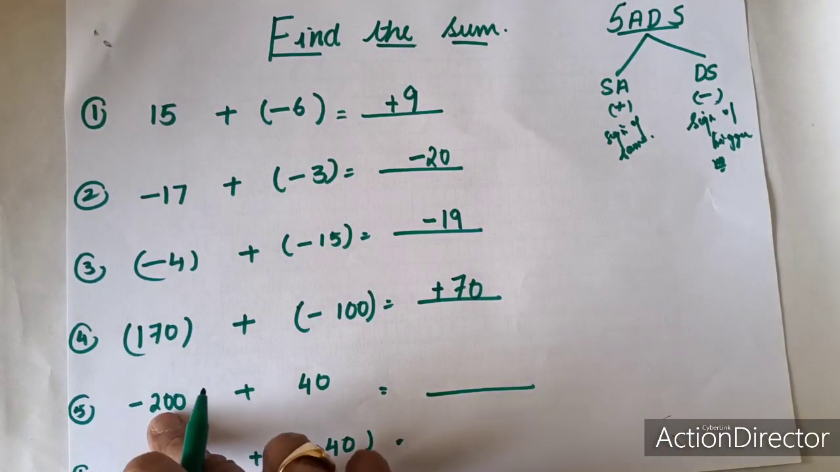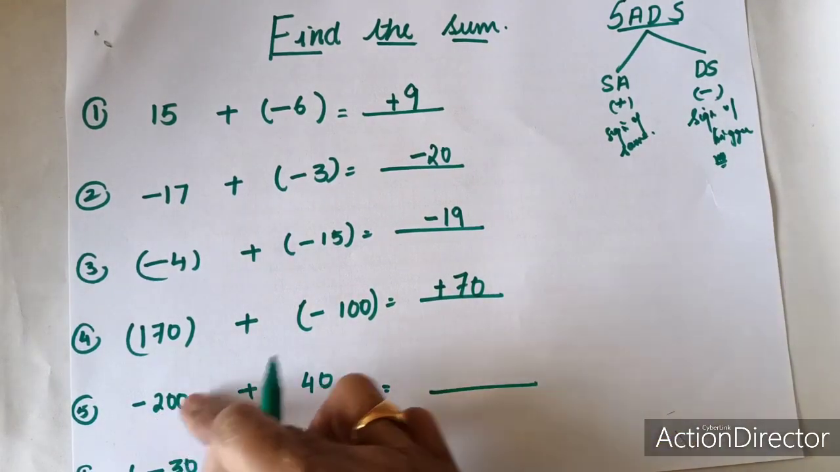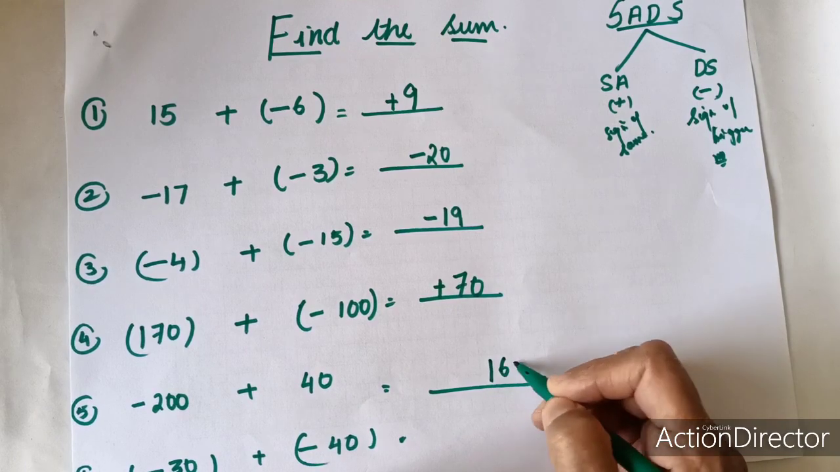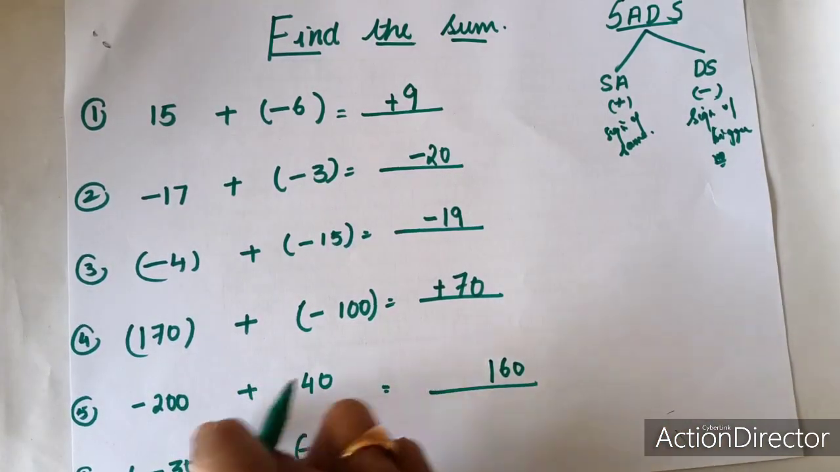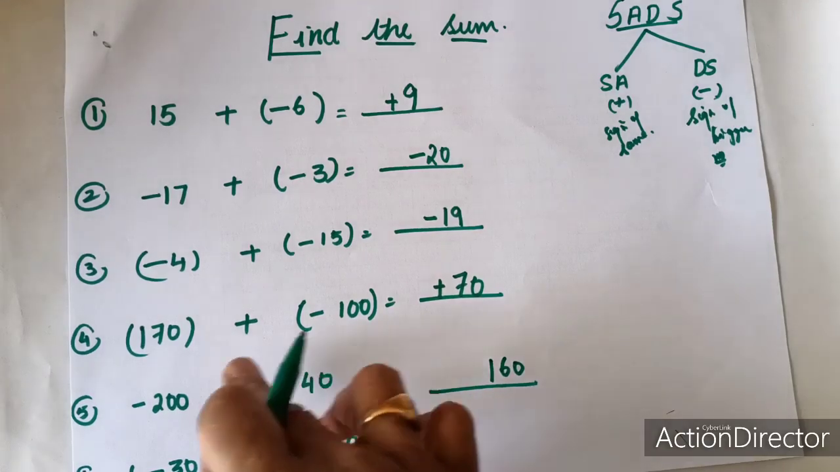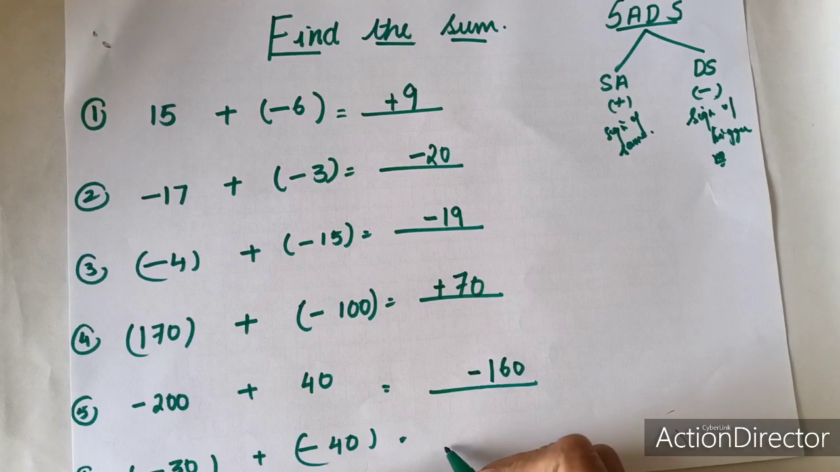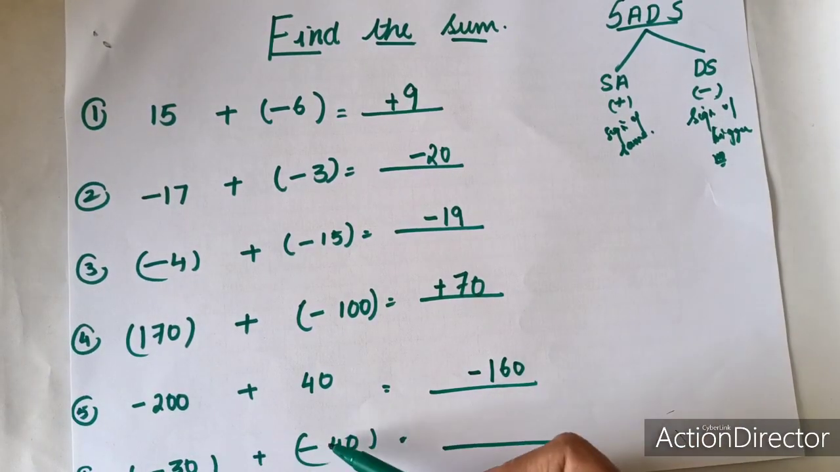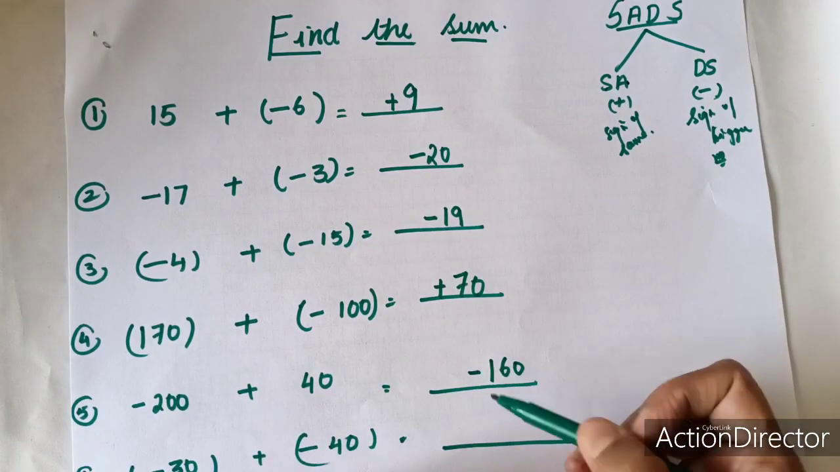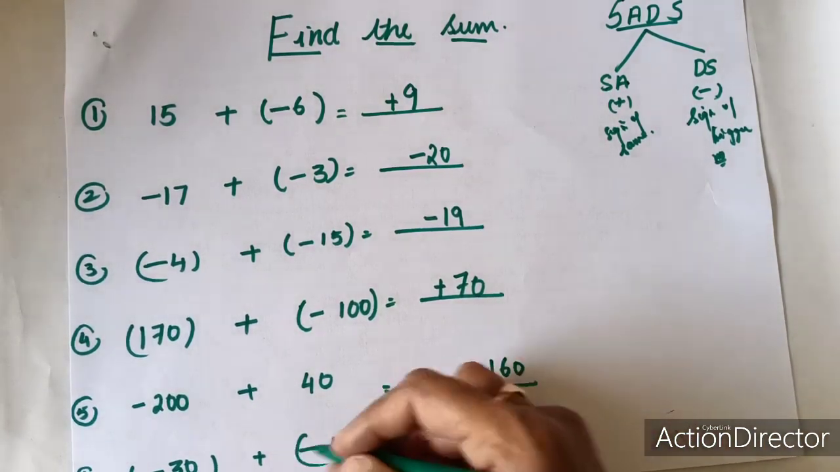Next, minus 200 plus 40. Different sign, subtract. 200 minus 40 is 160. Now compare only the magnitude of the numbers. Is 200 greater or is 40 greater? 200 is greater, so it is minus 160. Next, same sign, add. So minus 30 minus 40: 30 plus 40 is 70, and put the sign.